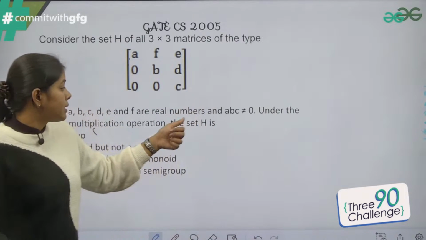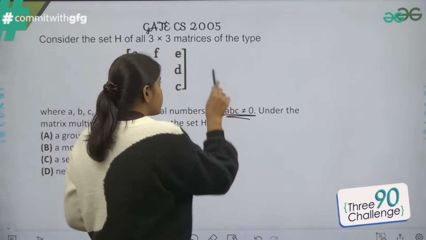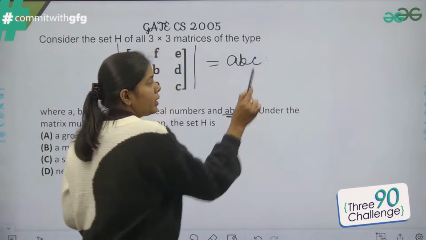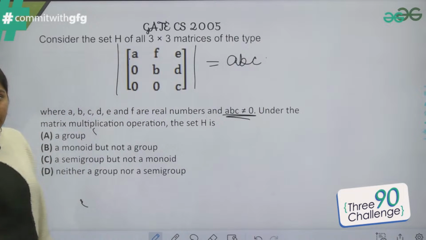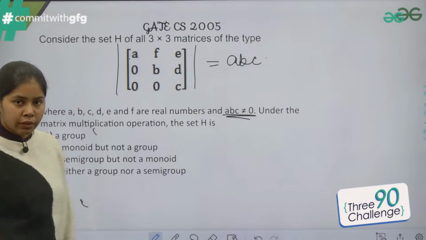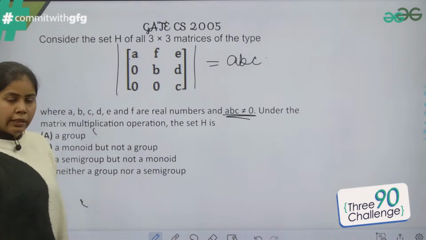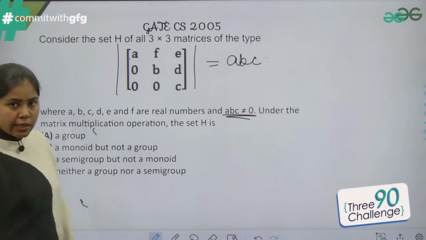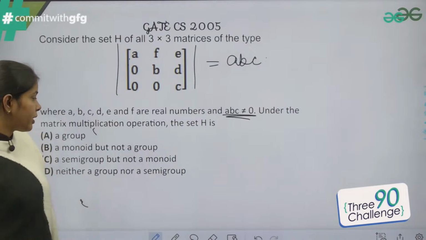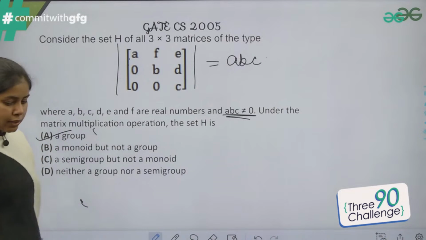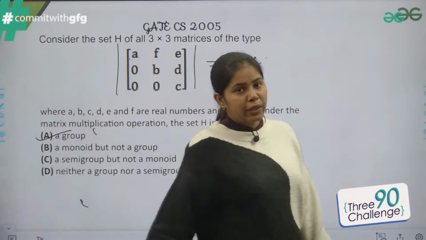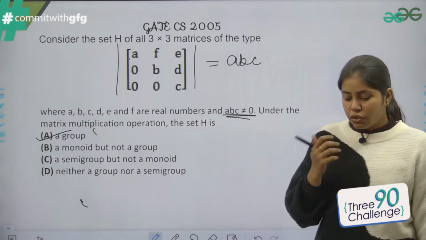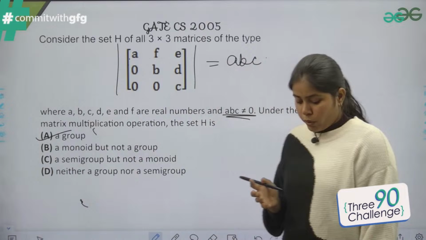Inverse: you can see that ABC is not equal to 0. If I find the determinant of this upper triangular matrix, that would be A into B into C. The determinant is non-zero. If the determinant is non-zero, then the matrix is not singular. So I can find its inverse. So the inverse exists. You can see that all 4 properties get satisfied. So that's why it's a group. Simple question, guys.